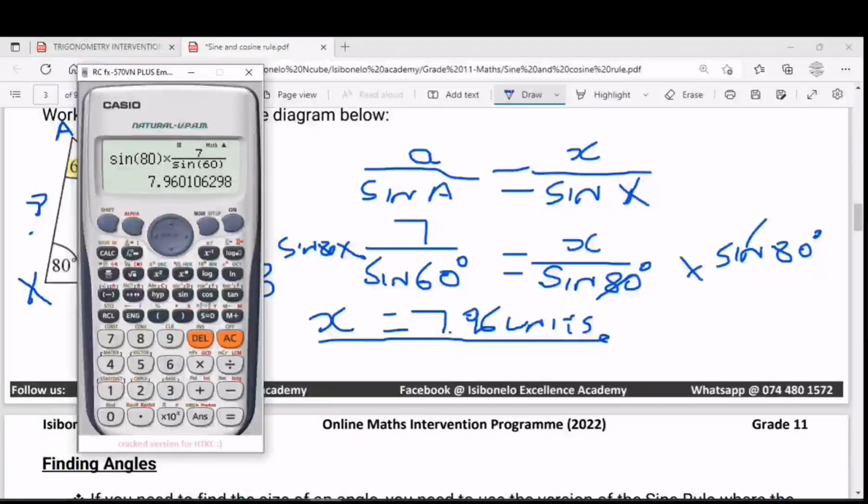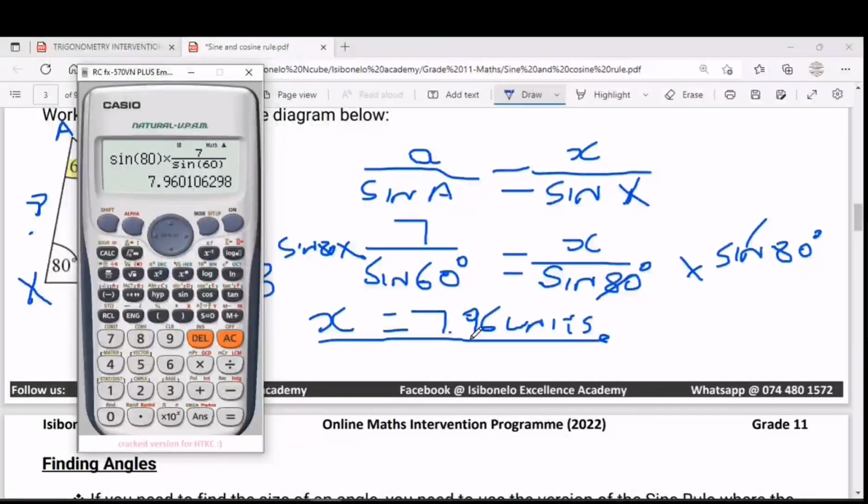Oh, that will depend on the information. If it says round to the nearest whole number, then it will be 8 units. But if it says round to 2 decimals, then after the comma you take 2 digits. If it says round to 1 decimal, after the comma you take only 1 digit. So it depends on which information you're getting.